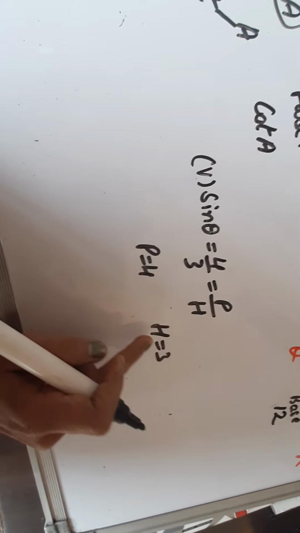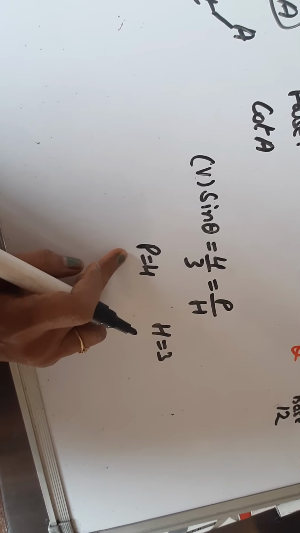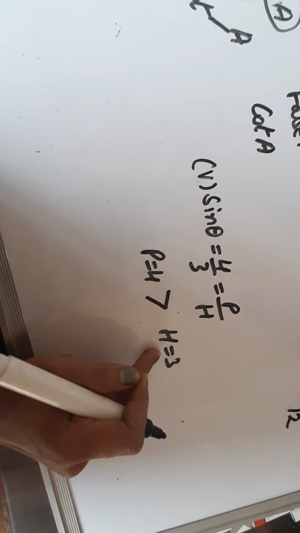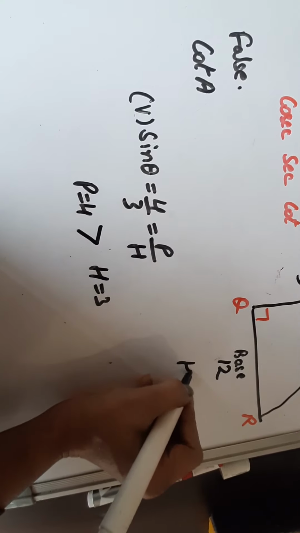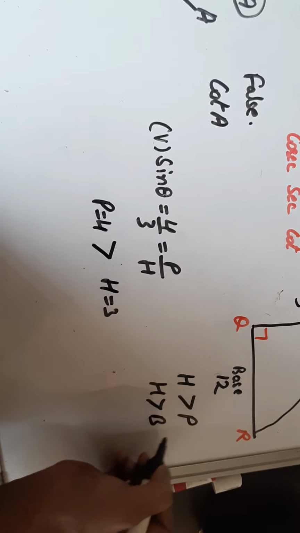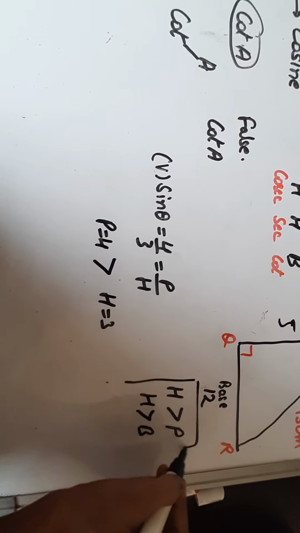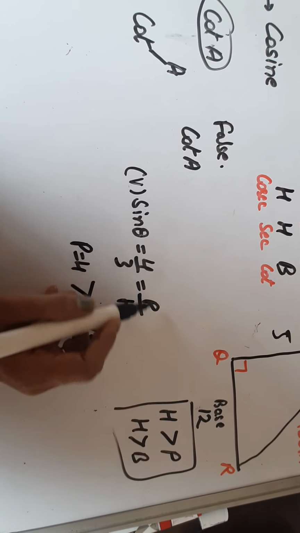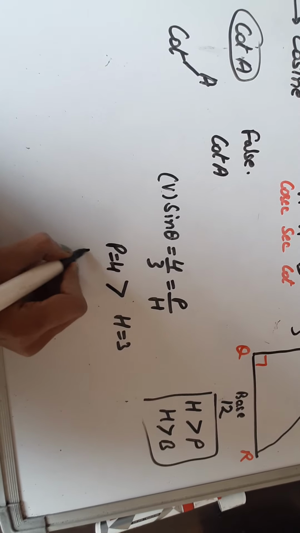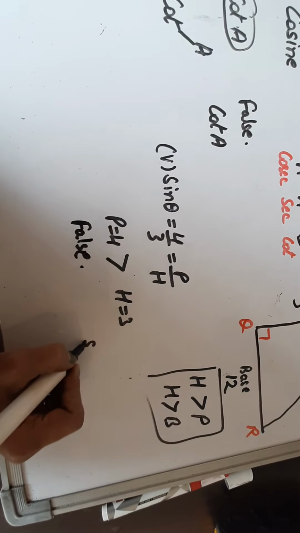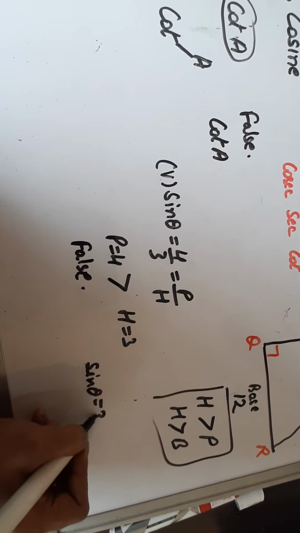Is it possible कि hypotenuse छोटा हो जाए perpendicular से? No. तो according to this perpendicular is greater, but हमेशा क्या होता है? हमेशा hypotenuse base से और perpendicular से बड़ा होता है. This you have to remember. Hypotenuse perpendicular से कभी भी छोटा नहीं हो सकता. So this is false.